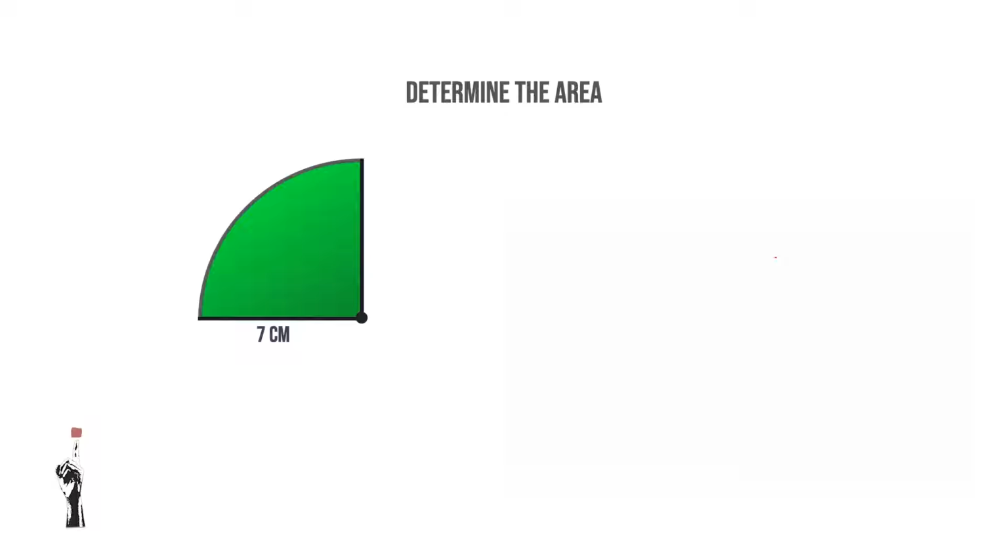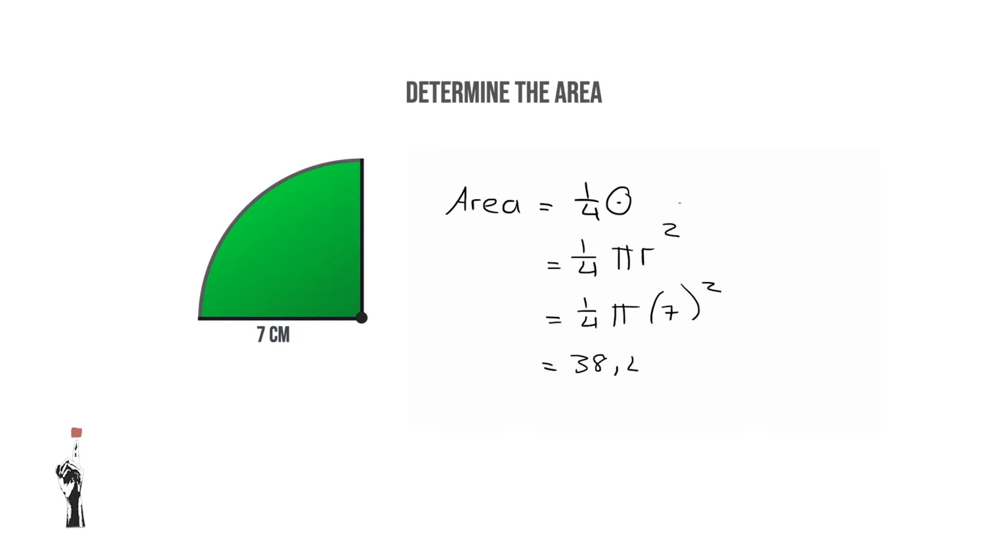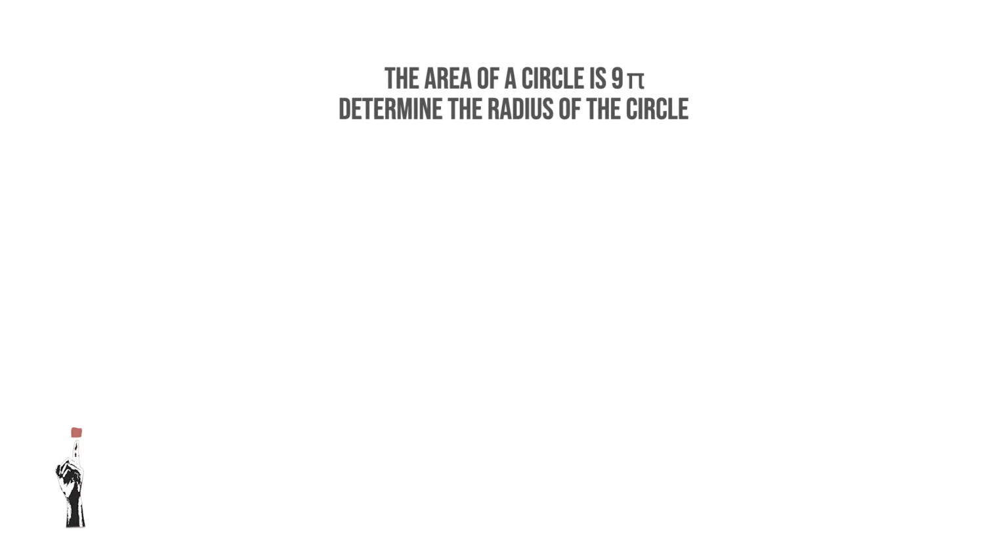Now I see that all of my lines are solid. It does not matter since I'm not calculating perimeter. Area is equal to a quarter of a circle, which is equal to a quarter times pi r squared. My radius is 7 and therefore I substitute 7 into r's place. If I insert this on my calculator and I press the S-D button, I find the answer as 38.48 square centimeters.